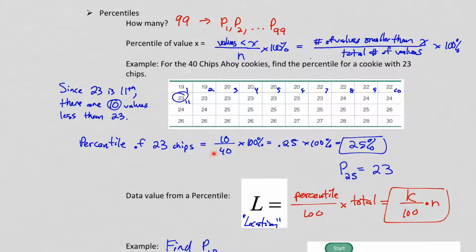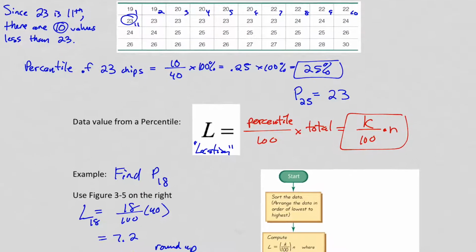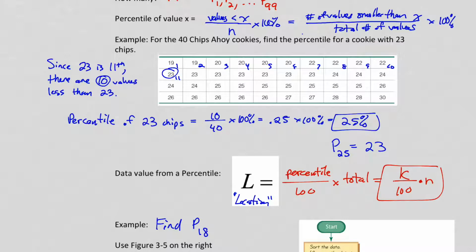So this times 100, so that's a quarter. 0.25 times 100 is 25%. So in other words, the percentile of the data point 23 is 25. Okay, so this is the 25th percentile. And if we said 50th percentile, then we would be looking at the median or the middle.